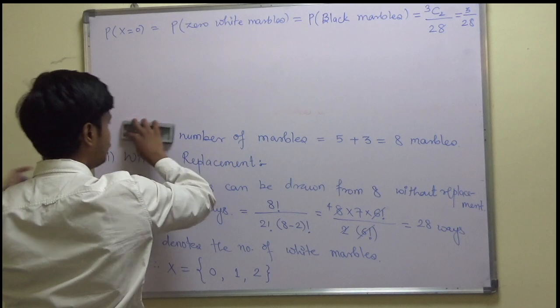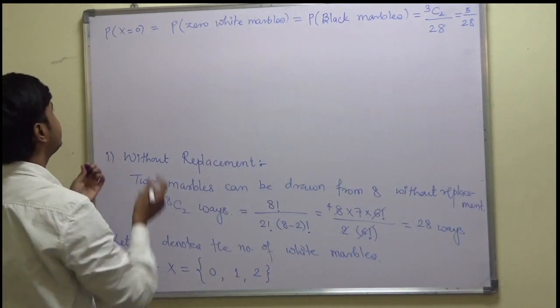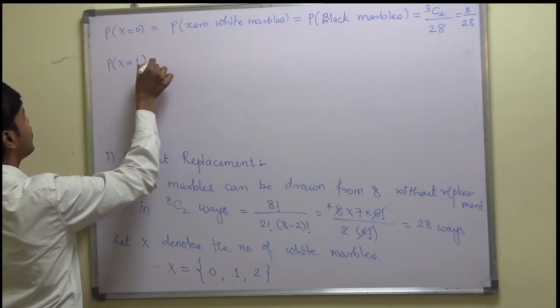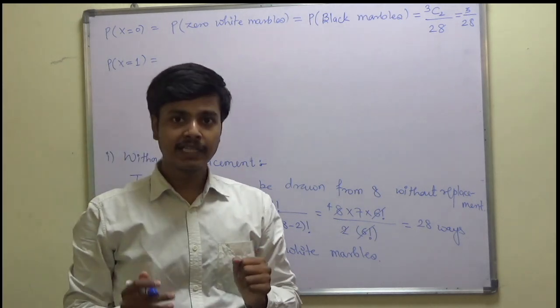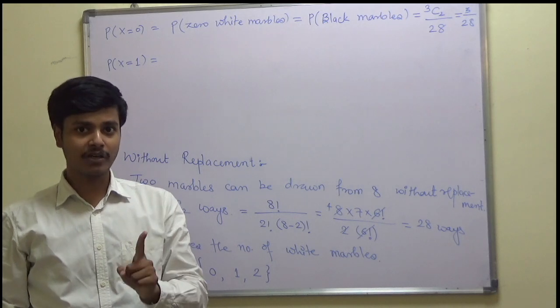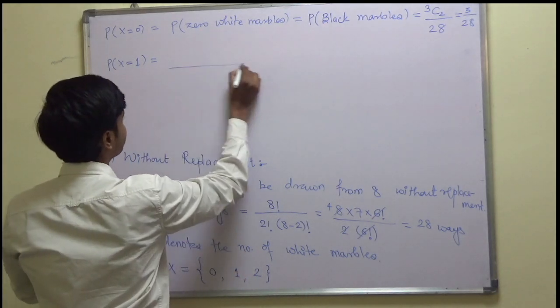Likewise you can find the probability of x equal to 1 and the probability of x equal to 2. Let me find the probabilities. Now, probability of x equal to 1. What does it indicate? When you are drawing 2 marbles, one is white for sure and the other would be black. So how many white marbles are there?